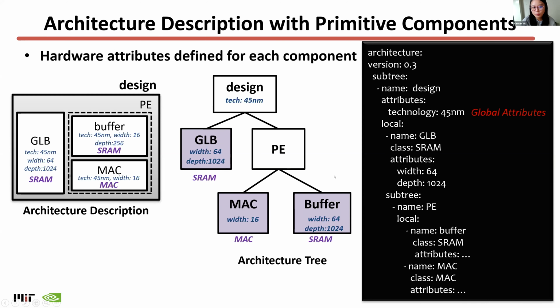And furthermore, we want to specify the hardware attributes for each component in the design. So you can see that we are adding the keyword attributes for each local component. And for the attributes that are specified under the subtree, it basically means this attribute will be shared across the lower levels in the tree. So basically, the technology attribute will be applied to all of the hierarchies or components in this tree.